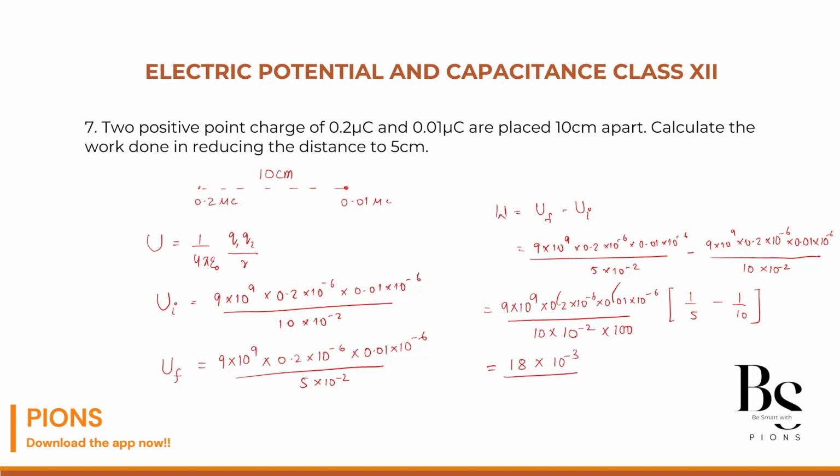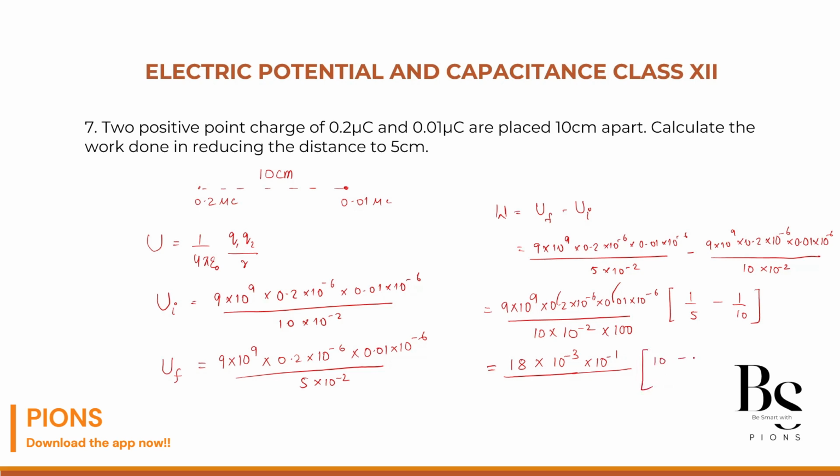10 to the power minus 2 into 100. That is 10 to the power 2. So that will cancel out. 10 will be left, which will go up and make it 10 to the power minus 1. Let me repeat again. 10 to the power minus 2 and 100. 10 to the power 100 is 10 to the power 2. So that will cancel out. The 10 which you are left with, you can take it up. It will be 10 to the power minus 1.